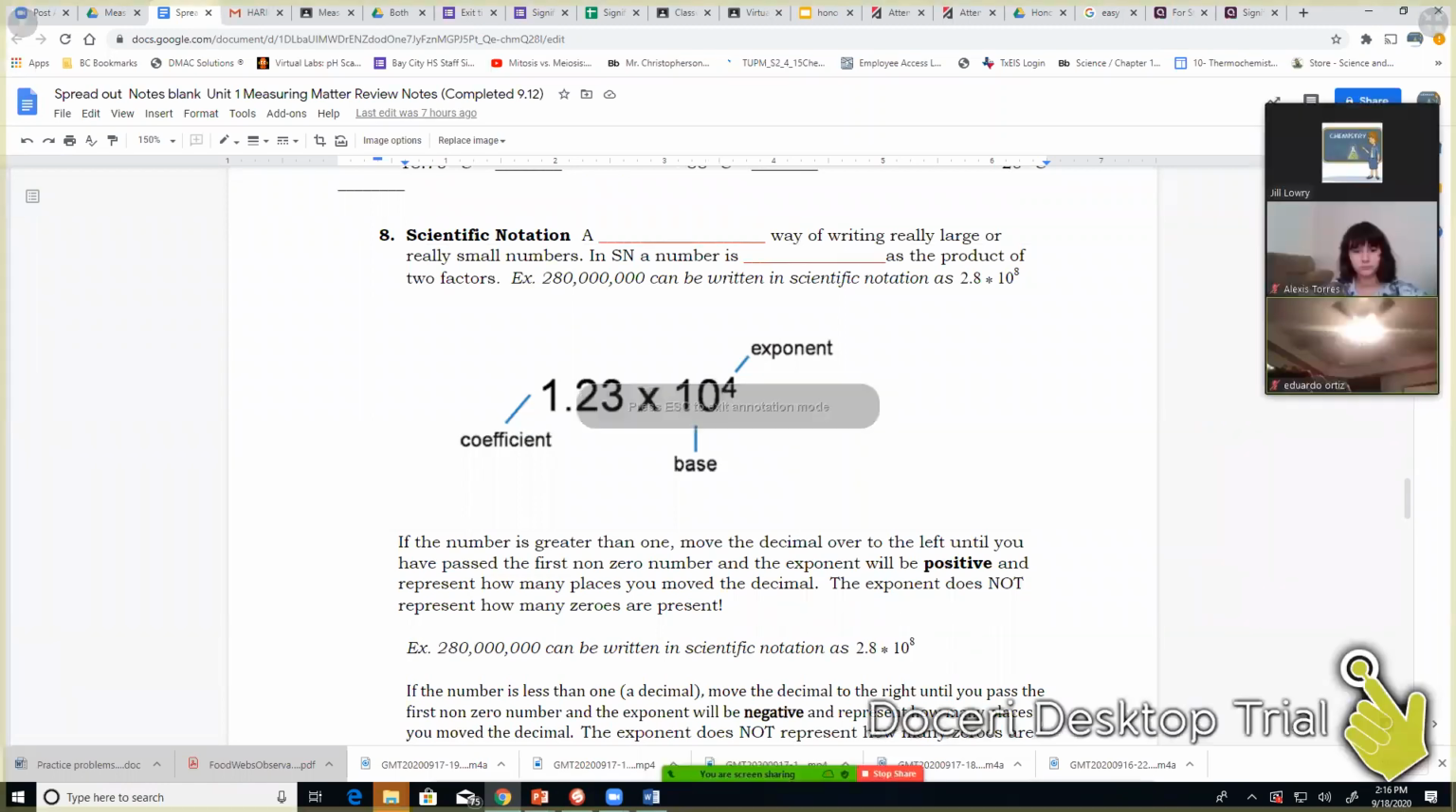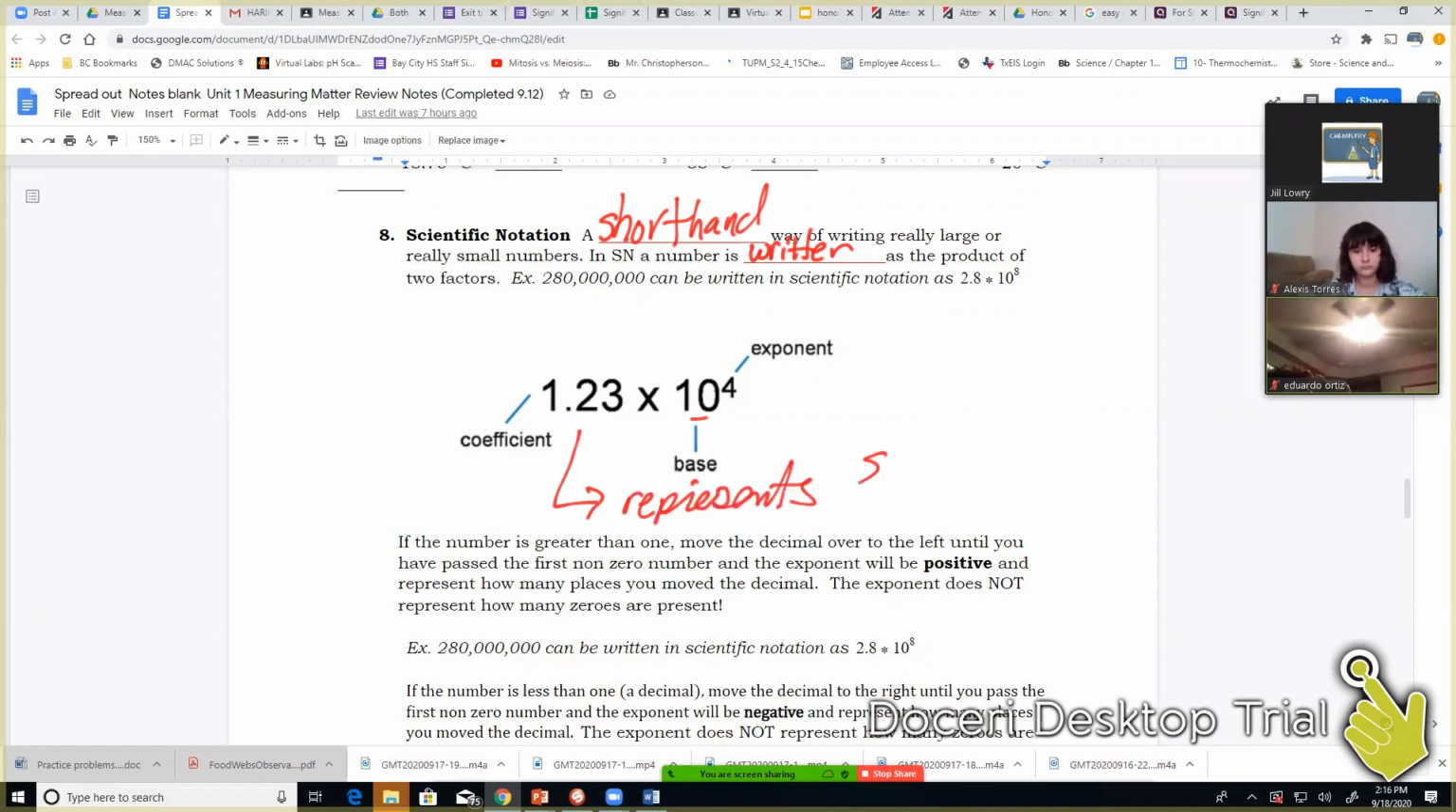All right, so scientific notation is a shorthand way of writing really large or really small numbers. In scientific notation, a number is written as the product of two factors. So there's the coefficient part, there's the base, and then there's the exponent. And the base is always 10. So this will always be times 10 to some exponent. Your coefficient always represents your sig figs.